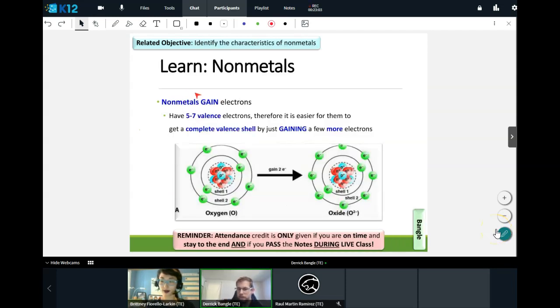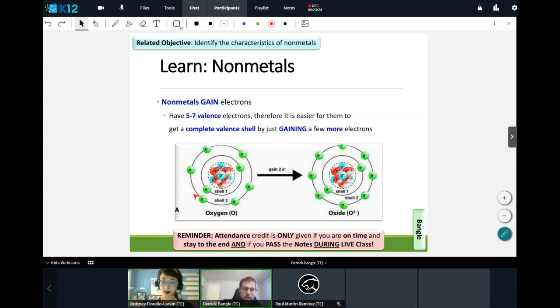So the main concept with nonmetals is that they love to gain electrons. They're very, very greedy. So having 5 to 7 valence electrons, they want even more to make 8. So therefore, it's easier for them to gain those electrons to complete their valence shell, to make that really nice octet.